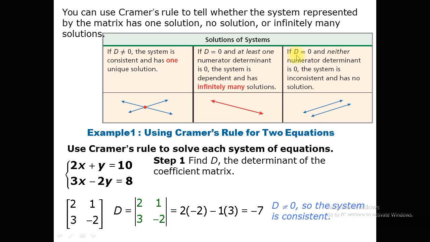And if D is equal to 0 and neither numerator determinant is 0, then the system is inconsistent and has no solution.